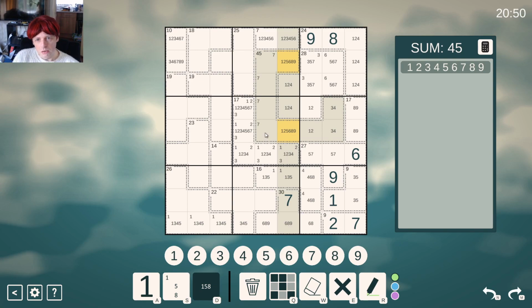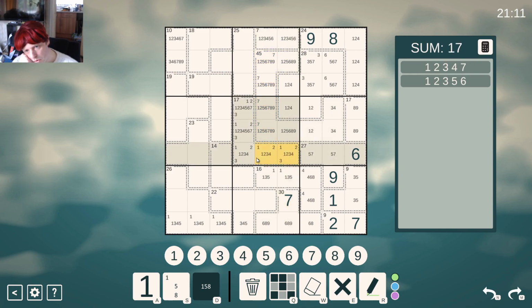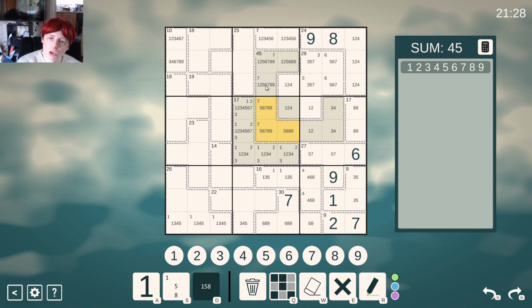Right, what else do we need for this box? We need a 7. We know it's amongst that lot. So 1, 2, 5, 6, 7, 8 and 9 are the remaining possibilities. 1, 2 and 3 are already gone from here. So 1, 2 comes out of that box. So the remaining 1, 2, there's only one remaining, has to be up here. Does that make a difference?